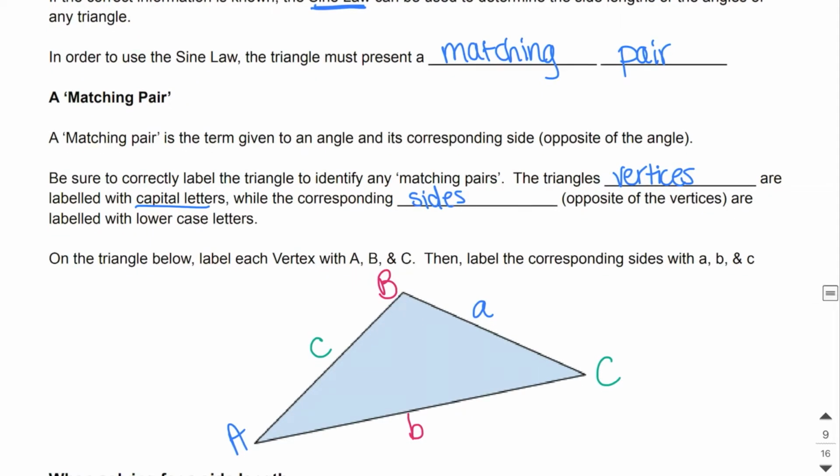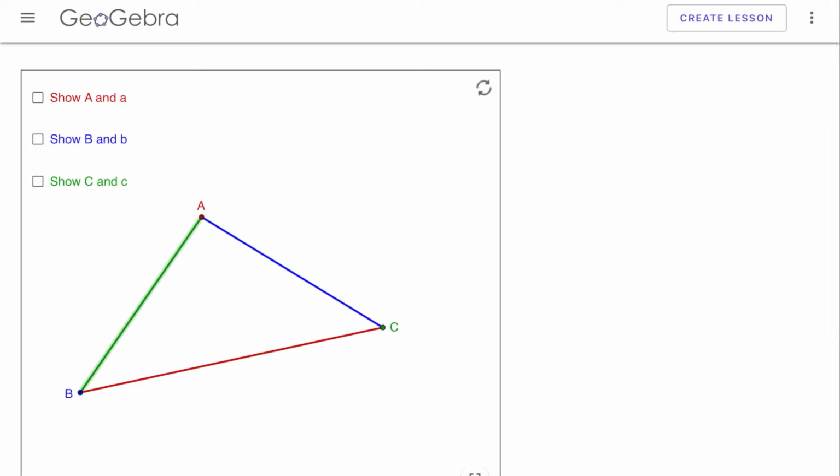Okay, so let's talk about what the sine law really means. If you take a look at what we have in front of us right here, we can see that we have triangle ABC. And if you notice, vertex A is in red, and the side across from it is lowercase a, that's also in red. Vertex B is in blue, the blue side across from it is lowercase b. Vertex C is in green, the side across from it is in green. Okay, so red is A, blue is B, green is C.